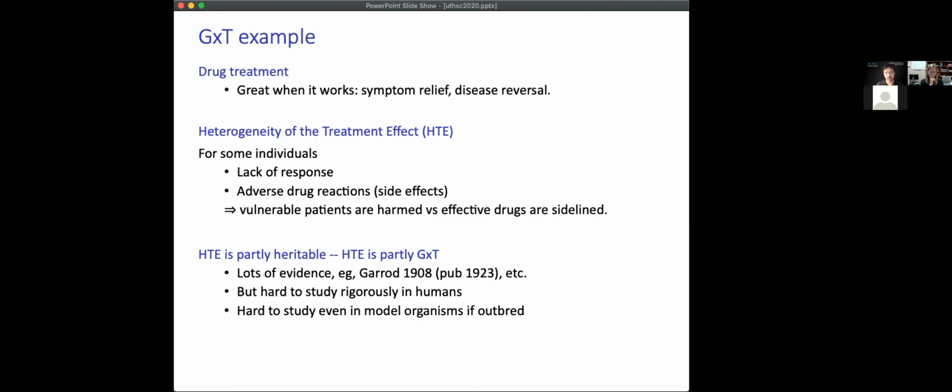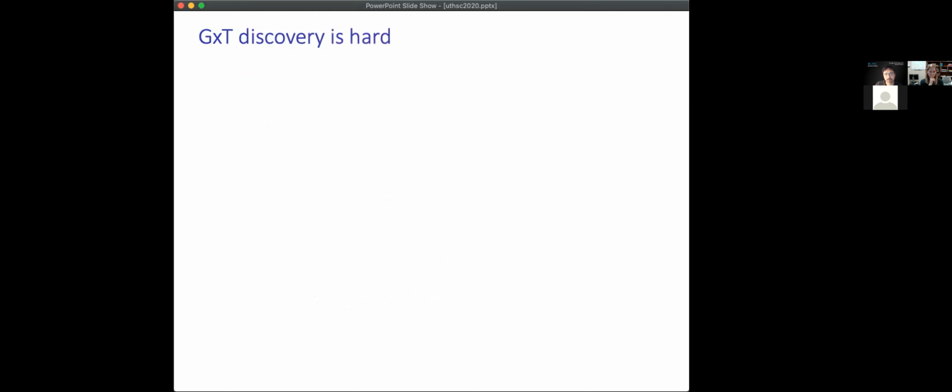Some kind of clue into what causes this heterogeneity is very useful. HT is partly heritable, which basically means HT is partly gene by treatment interaction. And there's lots of evidence for this. It's been well known for a long time. It is, however, really quite hard to study rigorously in humans. And I would argue that it's hard to study even in model organisms that are outbred, and people can argue with me about that.